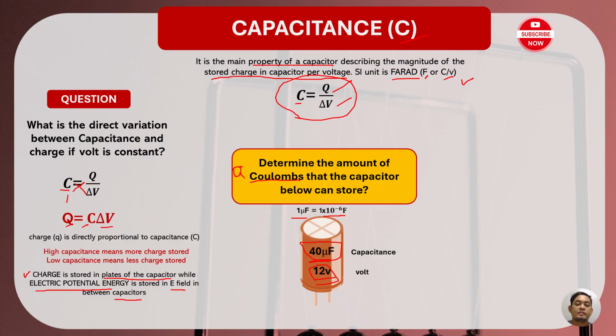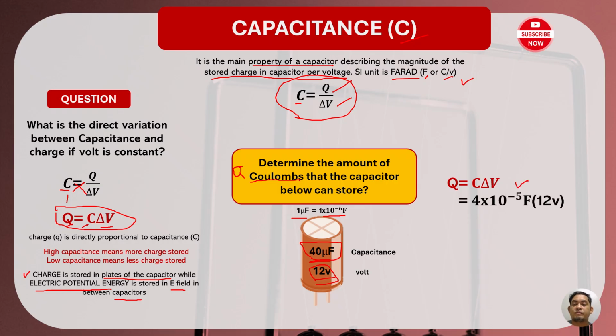To get the amount of coulombs or charge, we can use this formula: charge equals capacitance times the change in voltage. So we can use this formula to figure out the amount of coulombs or charge.